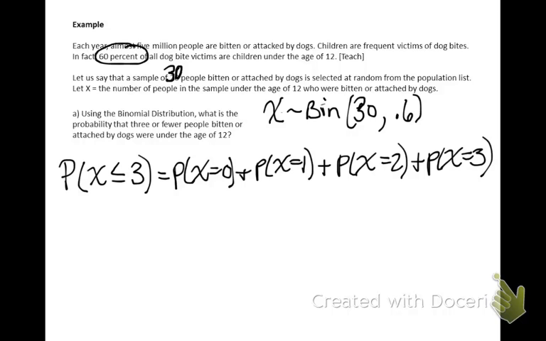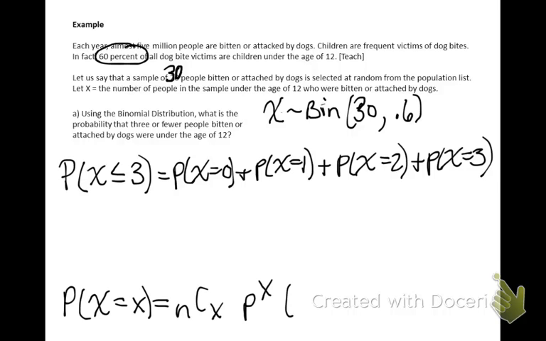Now let's go back and remember the binomial distribution formula. The probability that random variable x equals number little x is n choose x, p to the x, 1 minus p to the n minus x. Now we know we're going to have to work through this formula 4 times for the 0, 1, 2, and 3 x values.